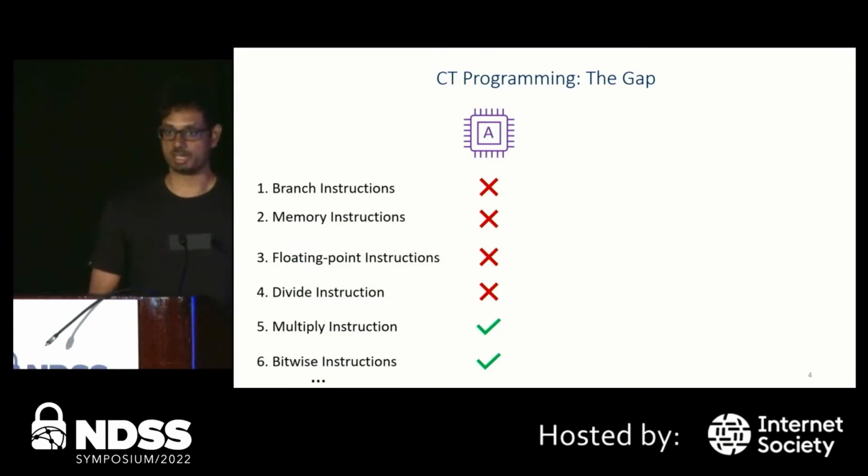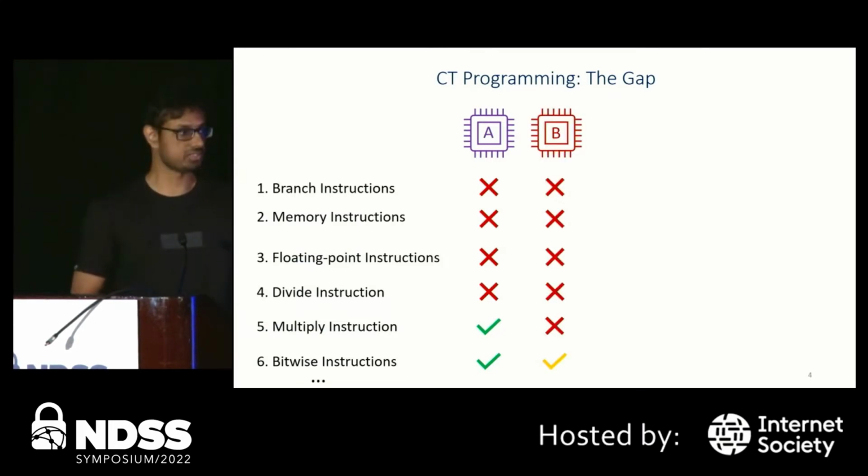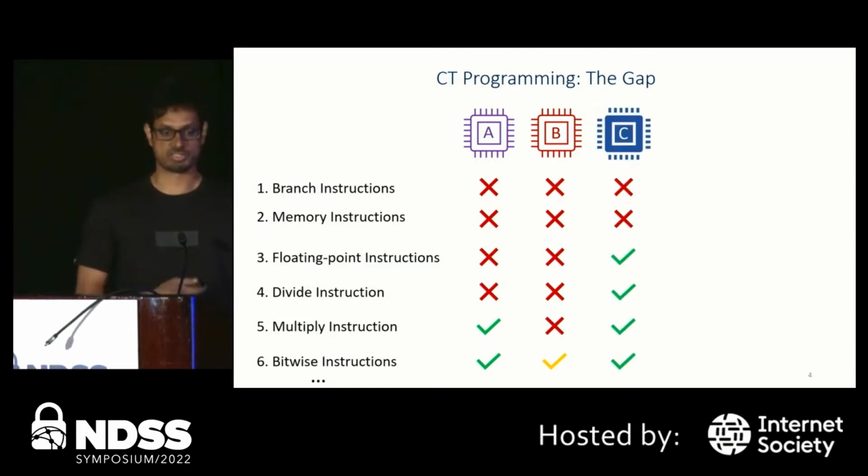But actually, there are many different microarchitectures in practice. Each may have its own set of safe and unsafe instructions. For example, in the second microarchitecture B here, it may turn out that the multiply instruction is unsafe, maybe due to a newly implemented optimization like a zero-skip multiply. Similarly, a subset of bitwise operations may also end up being unsafe, depending on how they're actually implemented in hardware. On the other hand, we may have microarchitectures such as C here, where floating point and divide are actually implemented in a constant-time way, thereby making their use with secret data actually safe.